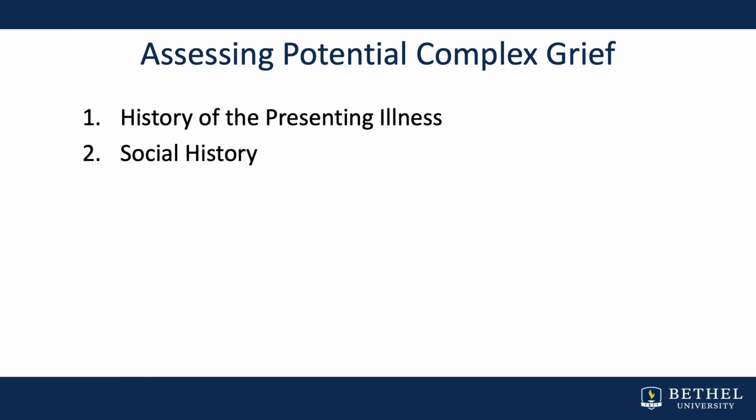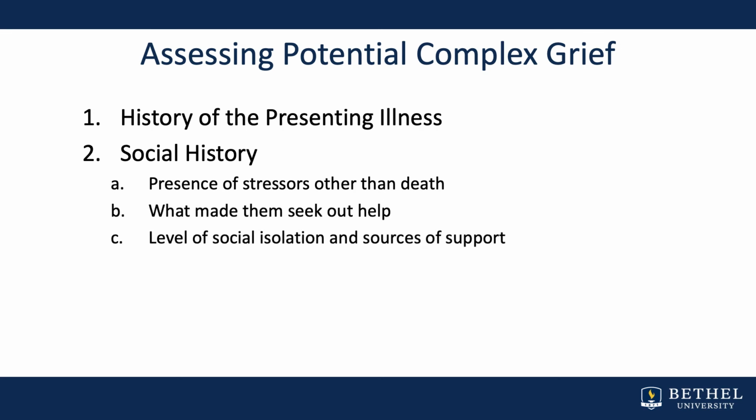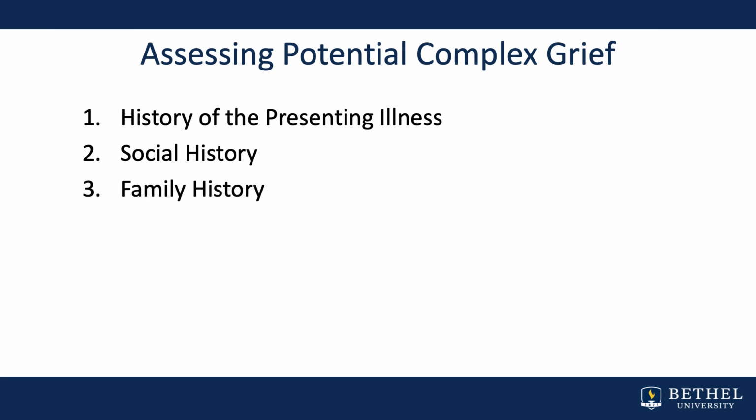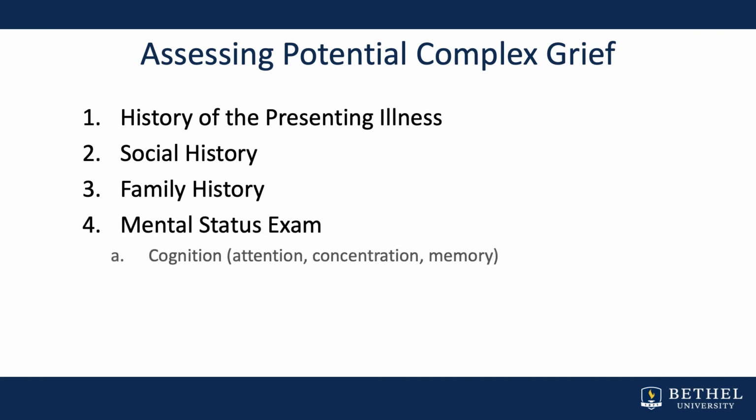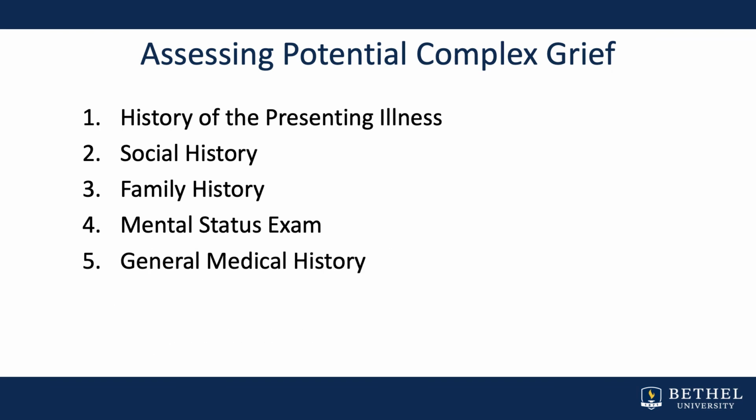Second, you would look at social history: presence of other stressors, other than the death, what made them seek out help, level of social isolation, and sources of support. And then you would look at family history of mental health factors, as well as conduct a mental status exam, looking at cognition, speech, affect, psychomotor activities, and rumination. General medical history should also be considered, as well as physical exam results and lab tests that are applicable.